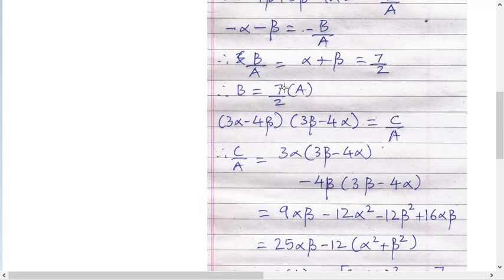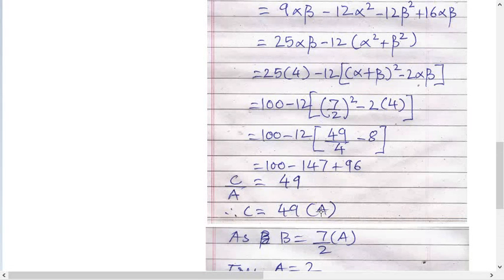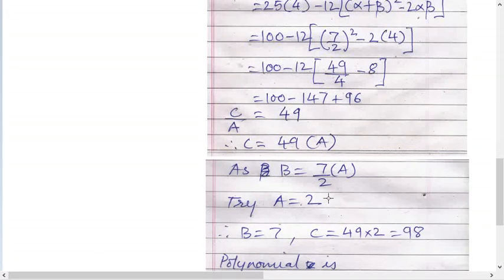B equals 7A upon 2, right? So both B and C, you have got in terms of A. Okay, so now what we have to do? Try A equals 1. Will A equals 1 work?